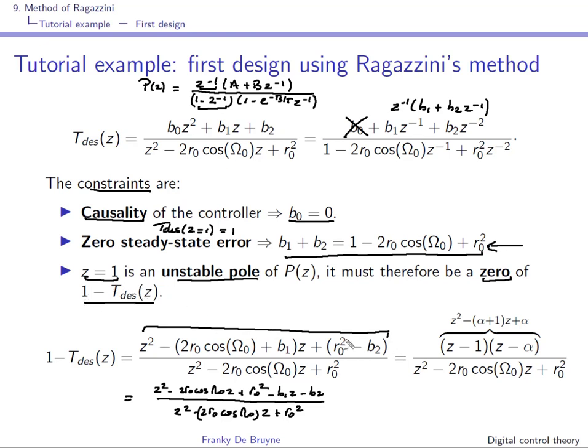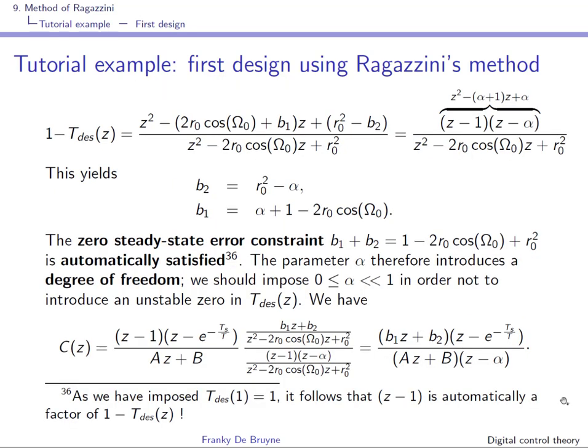So this means that this numerator here, we should be able to factor it as z minus 1 times z minus alpha for some alpha. So this is the constraint on 1 minus T desired. Okay, we had seen that z minus 1, the unstable pole of the process, had to be a 0 of 1 minus T desired. So if you look at the independent terms, this will yield this equation, right?